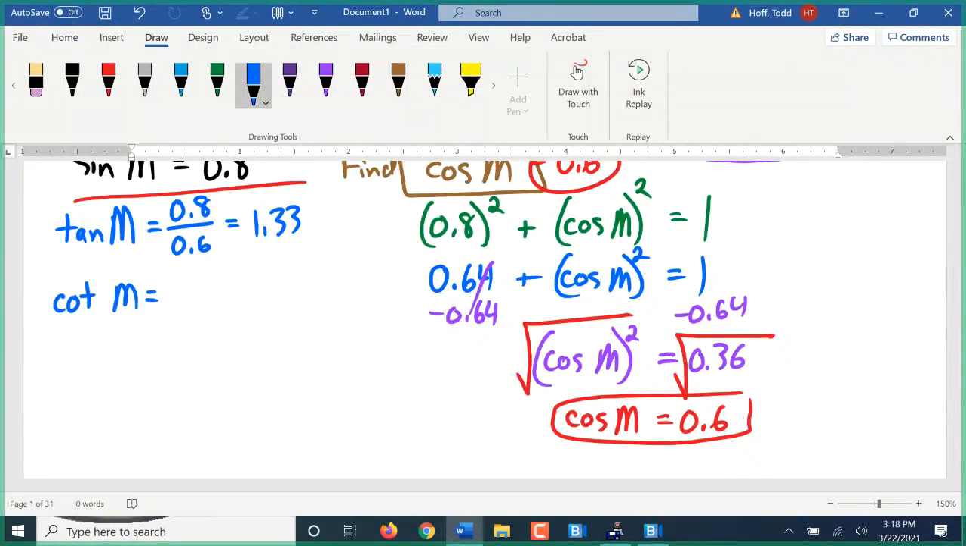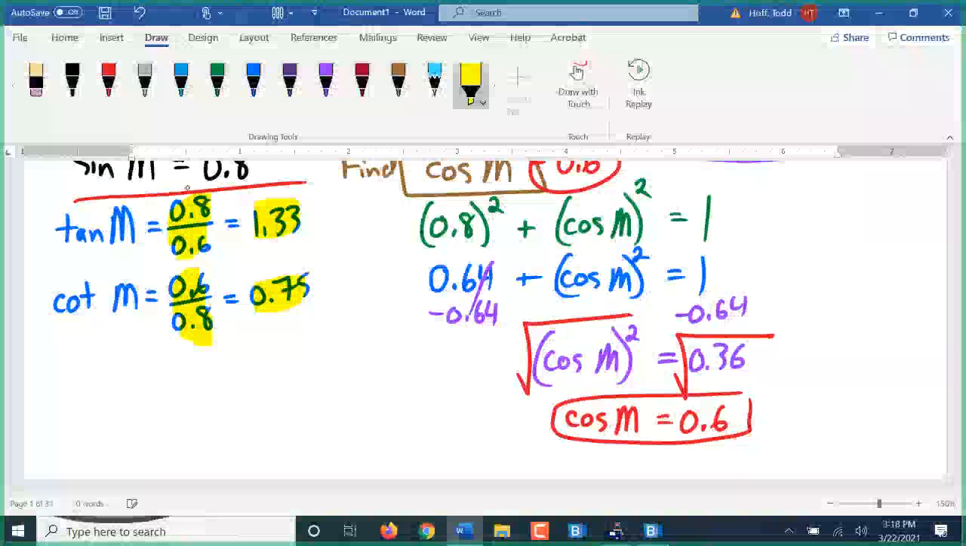Cotangent of M. Perfect. 0.6 over 0.8, or I could divide it out to be 0.75 if I want to. Either form is acceptable there. Probably the fraction is easier to work with because you can see where the numbers came from.